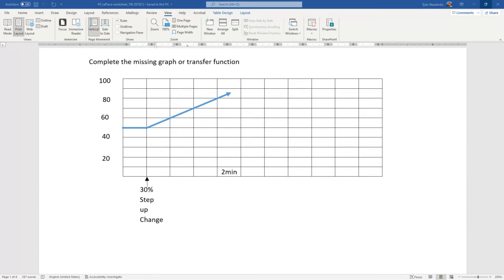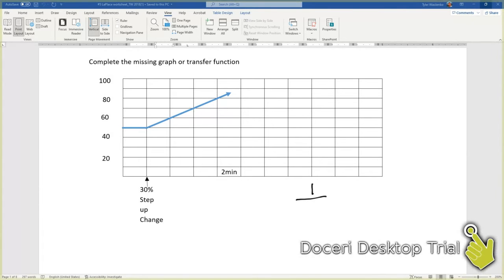We can see that the line or the response is climbing steadily and continuously and will do so until it reaches its limit, which means that it is an integrating process. Therefore, we know that the transfer function is going to follow the format of 1 over T1S. So our job is to find out what is T1. As we know from our notes, T1 is going to equal the time at which the output change is equal to the step change. In this case, our step change is 30%.